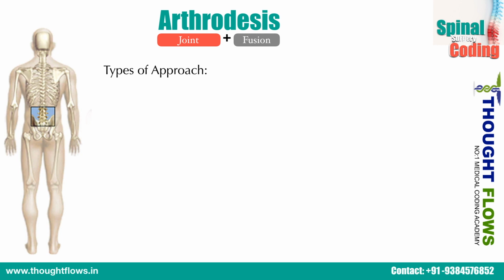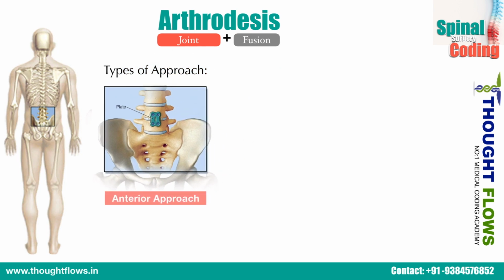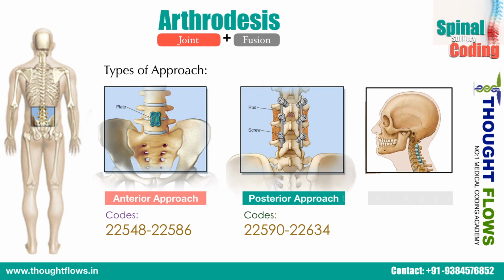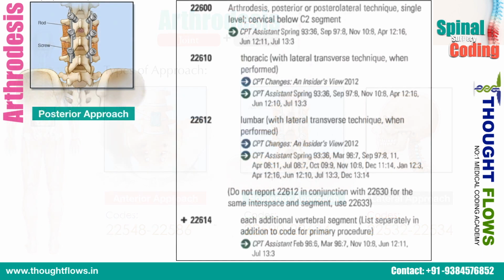The first one is anterior, which means the surgeon will do the surgery from the front side of the body, and the codes for the anterior approach are 22548 to 22586. And the next one is the posterior approach, which means the back side of the body, and the codes for the posterior approach are 22590 to 22634. And coming to the lateral approach, that means the sides of the body, and the lateral approach has the code set of 22532 to 22534. We'll discuss coding guidelines now.